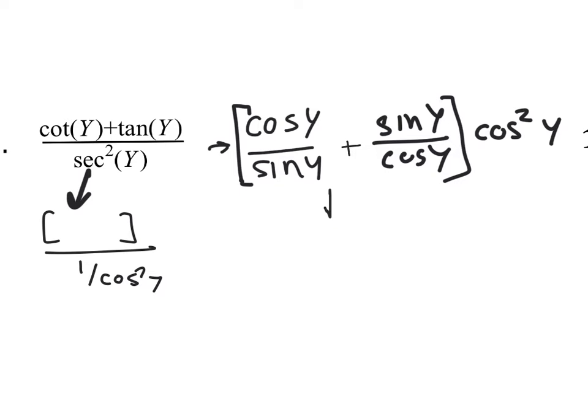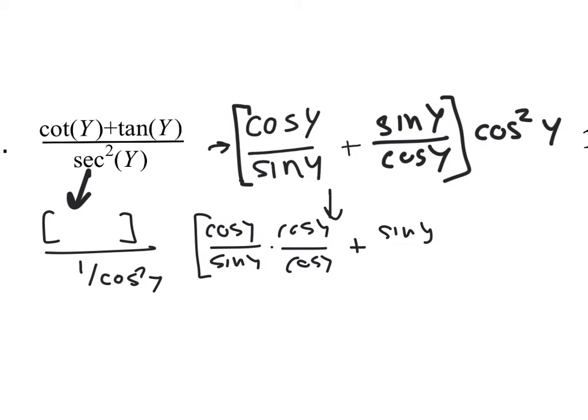Now, inside the square brackets, I've got a couple of fractions that really don't want to be multiplied together or added together because they don't have a common denominator. So I'm going to create a common denominator. On the left-hand fraction, I need to multiply by cosine y over cosine y, and on the right-hand side, I need to multiply by sine y over sine y. I'm multiplying both of these fractions by 1, essentially. So cosine y over sine y times cosine y over cosine y plus sine y over cosine y times sine y over sine y.